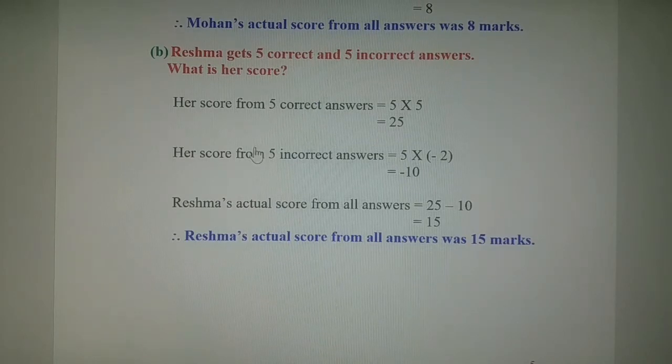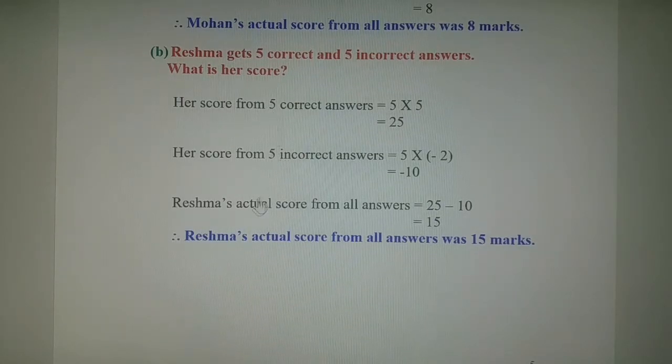But she also answered 5 questions incorrectly. So 2 marks are deducted per question. So if you answer 1 question incorrectly, 2 marks are deducted. Reshma answered 5 questions incorrectly. So 5 into 2, that is 10. But since the marks are deducted, we put the minus sign. So minus 10. 5 into minus 2, that is minus 10. So 10 marks are deducted from her actual score for answering 5 questions incorrectly.